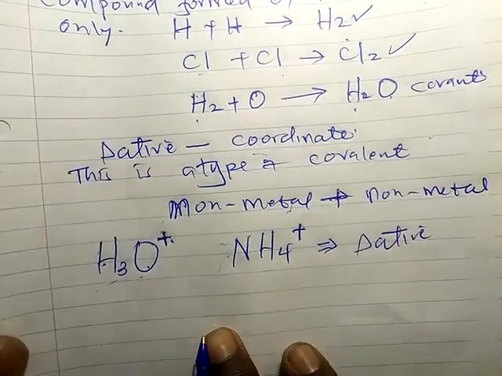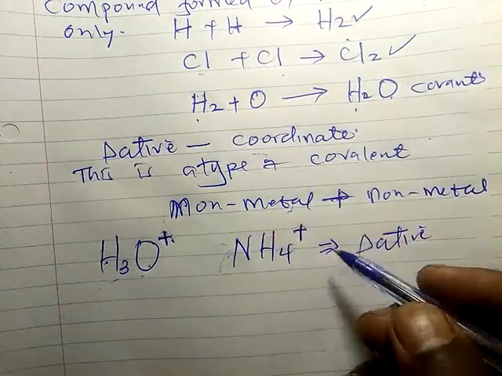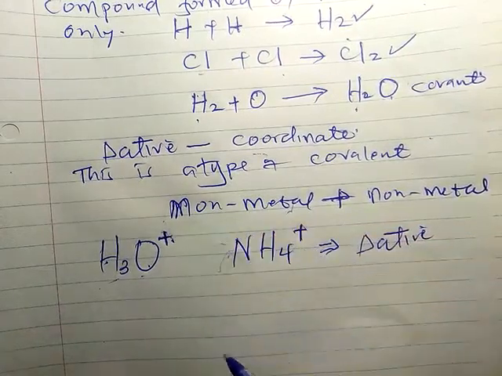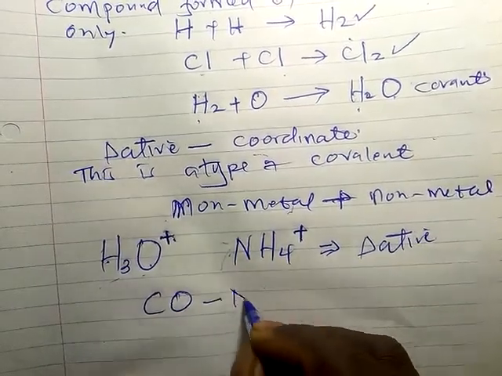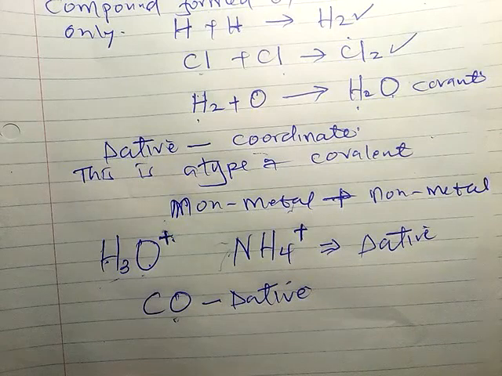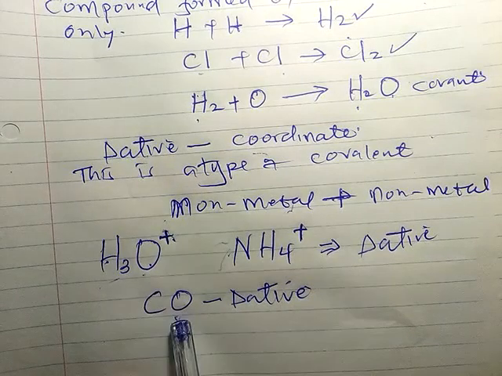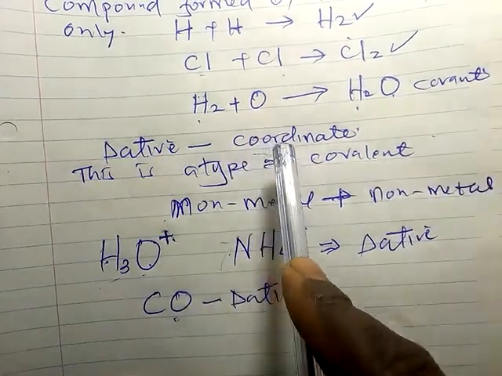Another example which you need to know that doesn't have the positive sign to show you that it is dative is CO, carbon monoxide. Carbon monoxide undergoes dative bonding. Therefore, you should know that carbon monoxide undergoes the coordinate bonding.